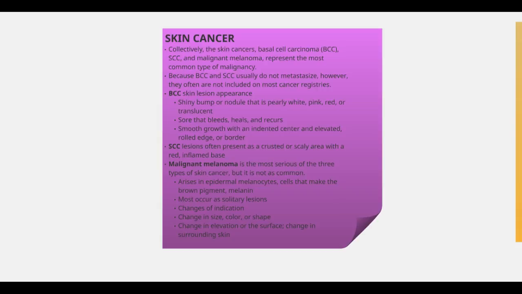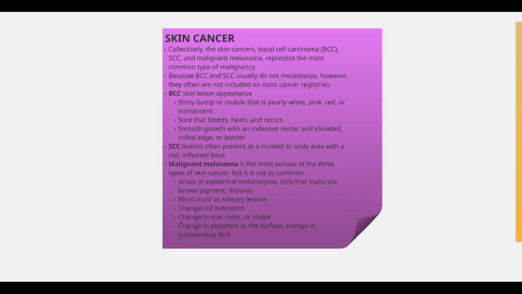For squamous cell carcinoma lesions, they often present as a crusted or scaly area with a red inflamed base. Malignant melanoma is the most serious of the three types of skin cancer, but it's not as common, thankfully. It arises in epidermal melanocytes. Those are the cells that make the brown pigment melanin. It most often occurs as a solitary lesion.